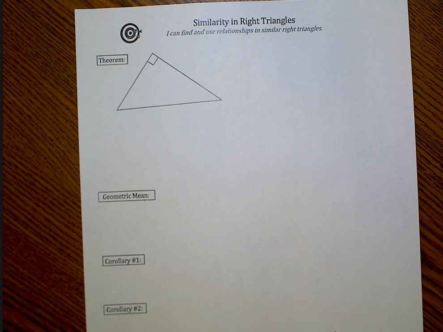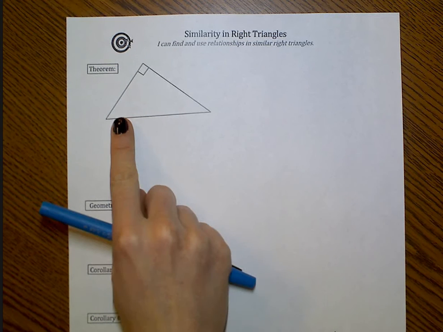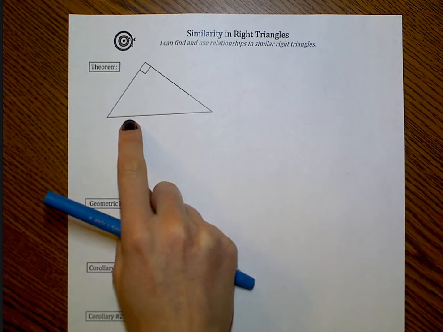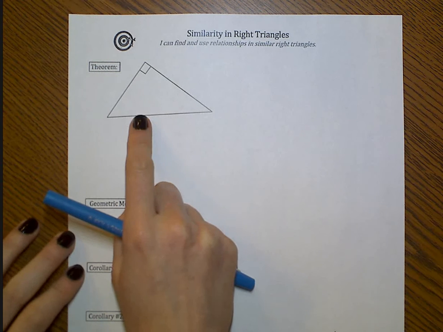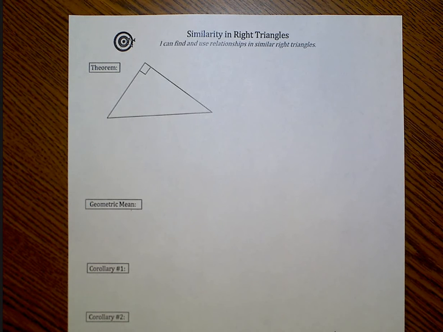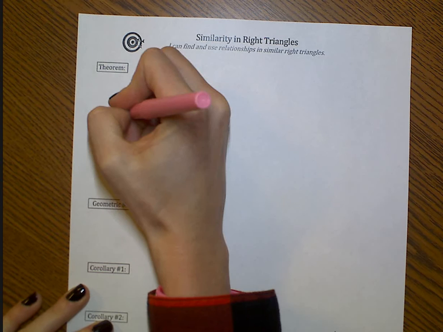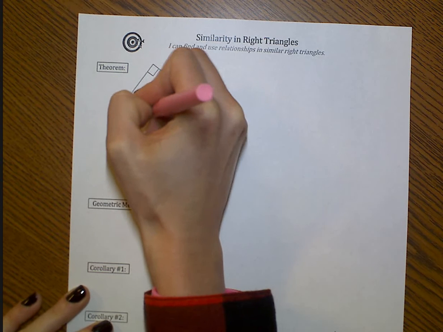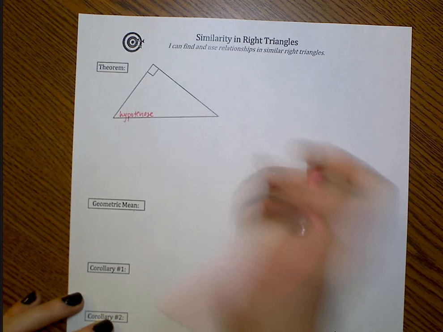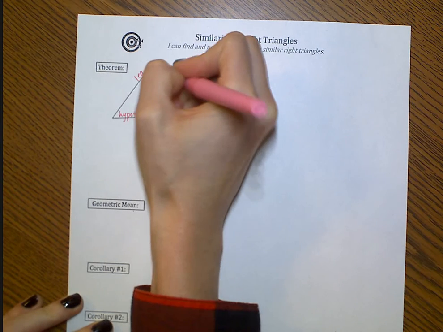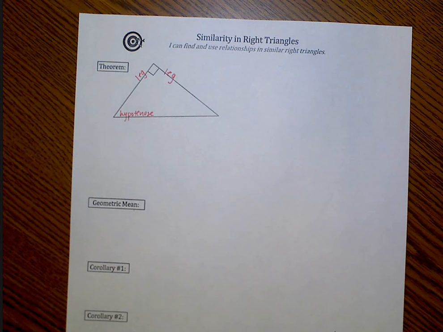We're talking specifically about right triangles today and similar right triangles. So for this first theorem, before we talk about what it says, we need to remember the different sides of a right triangle. Remember that across from the right angle, that side is called the hypotenuse. The other two sides are called the legs. So you've got to be able to pick that out.